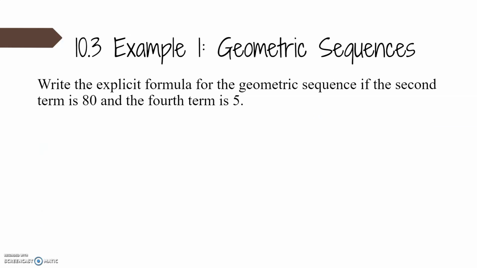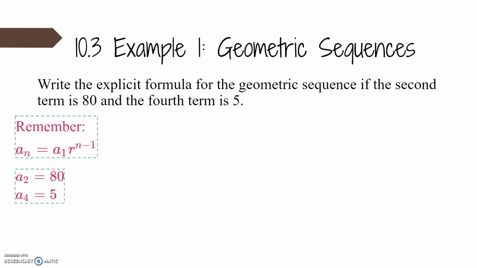This time again, I'm looking for an explicit formula for a geometric sequence, and we have some information. This time we know the second term is 80 and the fourth term is 5. We're going to do this two different ways, and then I'm going to wrap up the video with that. So again, I'm going to utilize the explicit formula, a_1 times r to the power of n minus 1. We have two things here: we know the second term is 80, and we know the fourth term is 5.